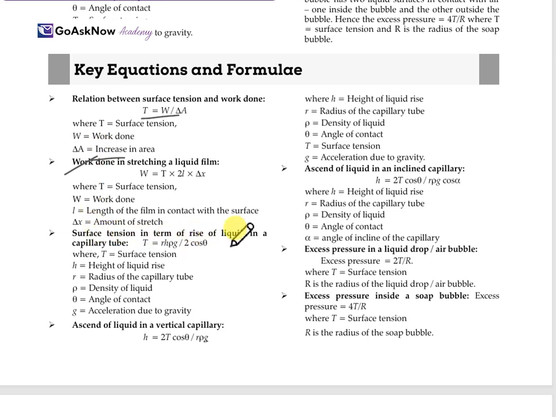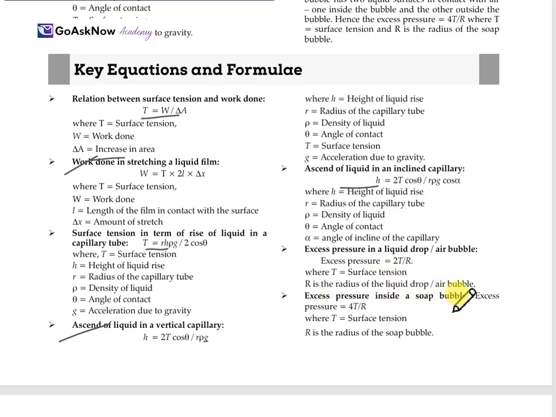And the surface tension in terms of the rise of liquid in the capillary is T equals r h rho g upon 2 cos theta. The rise in the vertical capillary is this equation. And for the inclined, h equals 2T cos theta upon r rho g cos alpha. And excess pressure in a liquid drop or an air bubble will be equal to 2T upon r. T is the surface tension, r is the radius of the liquid drop or air bubble.